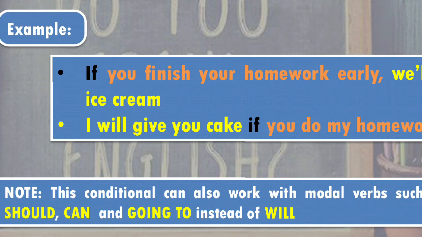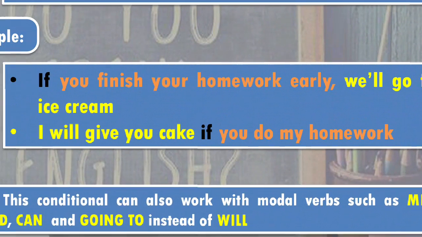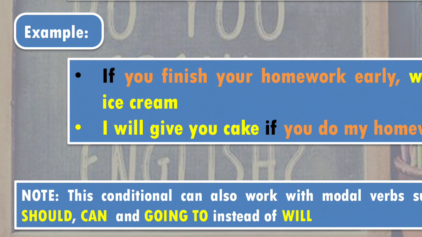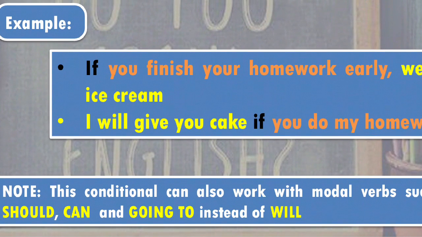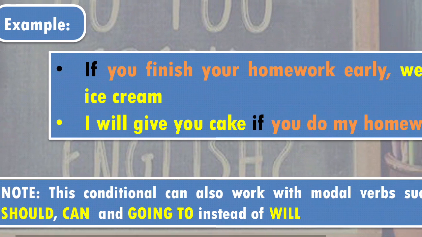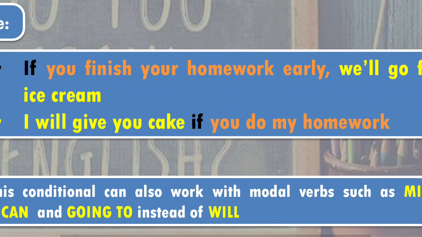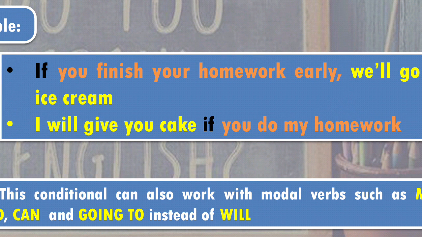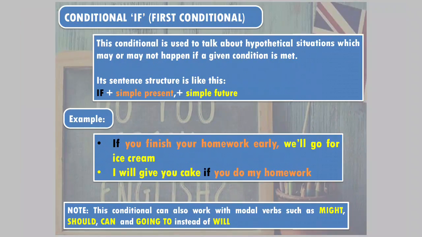Now we have here. This conditional can also work with modal verbs such as might, should, can, and going to instead of will. Este tipo de oraciones también puede trabajar con los condicionales might, should, can, and going to en lugar de will. For example, I can say here in the sentence that says, I will give you cake if you do my homework, puedo reemplazar el I will give you por I am going to give you cake. Puedo reemplazarlo y decir, te voy a dar torta si haces mi tarea.